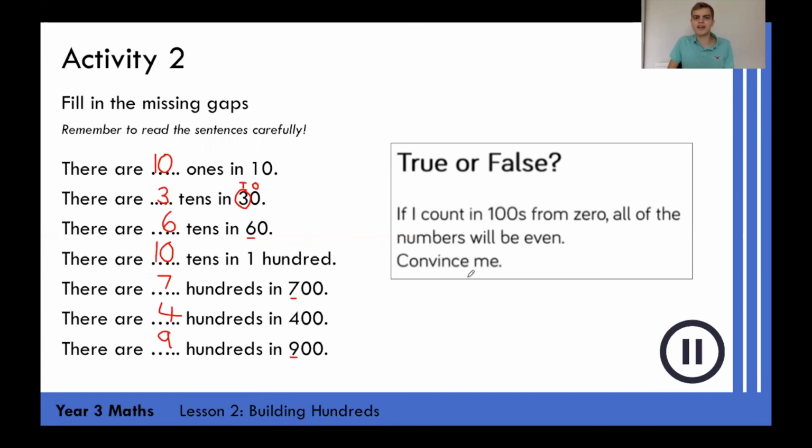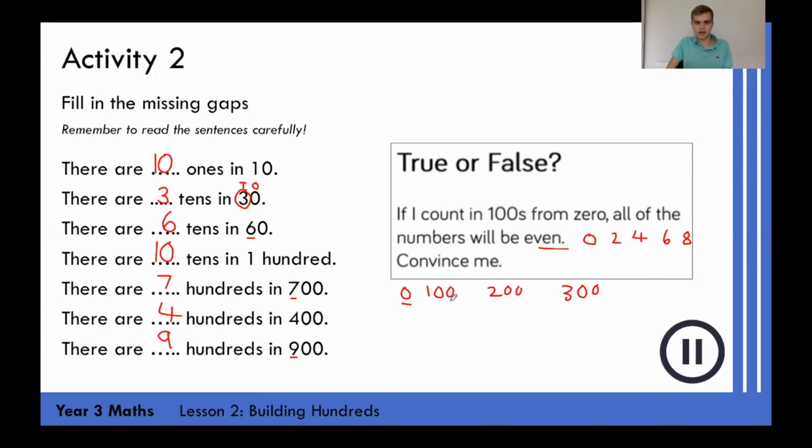Right then, let's have a look at this then. True or false? If I count in 100s from 0, all of the numbers will be even. Now, I'm going to have a go at writing some of the numbers if I'm counting in 100s. And I'm not going to go all the way. I'm going to stop after this one, actually, 300. Now, even numbers. What is an even number? Even numbers are numbers that end in a 0, a 2, a 4, a 6, or an 8, aren't they? Now, the number 0 ends in a 0, so that's even.